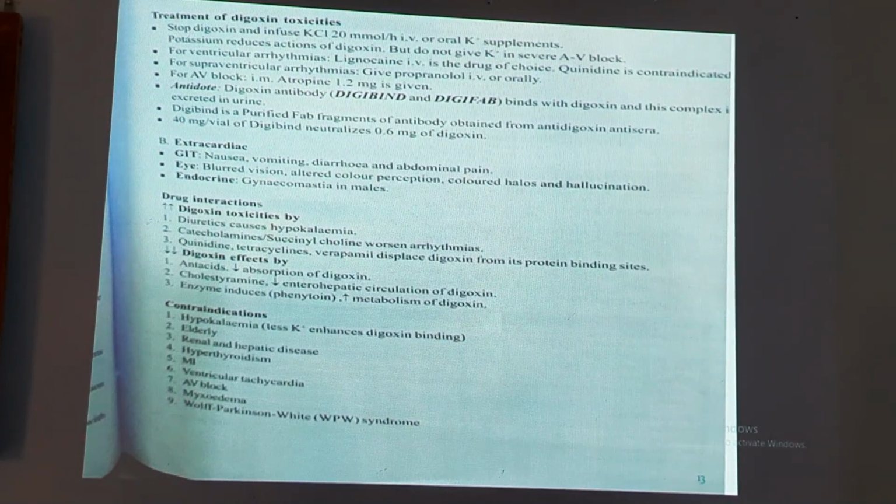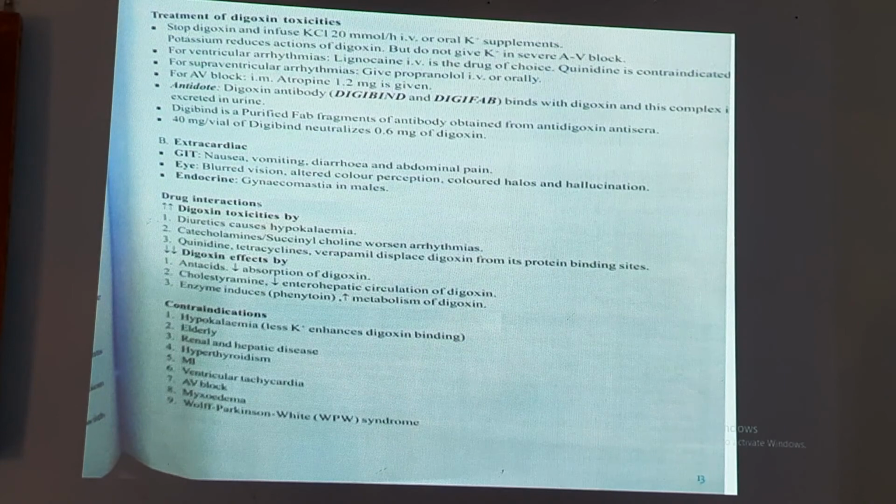For ventricular arrhythmia, lignocaine intravenously is the drug of choice. Quinidine is contraindicated because it increases toxicity. For supraventricular arrhythmia, give propranolol IV or orally. For AV block, intramuscular atropine 1 to 2 mg is given.